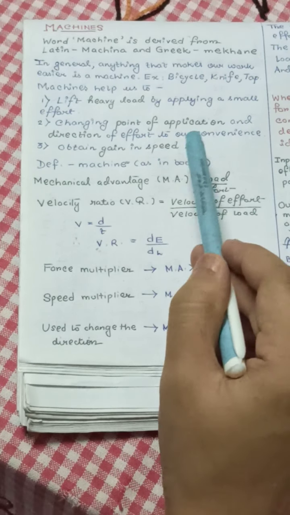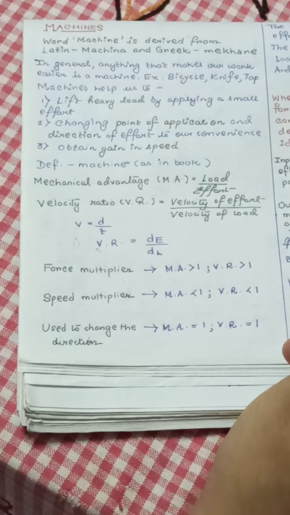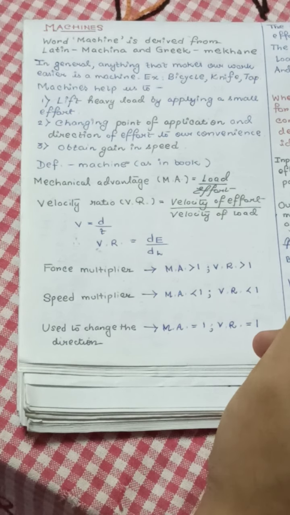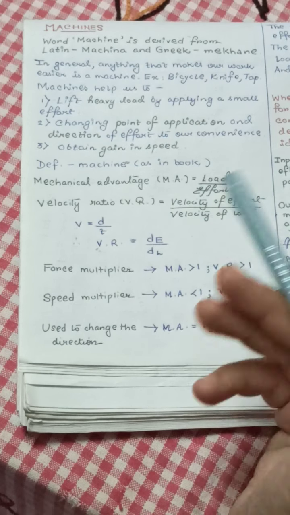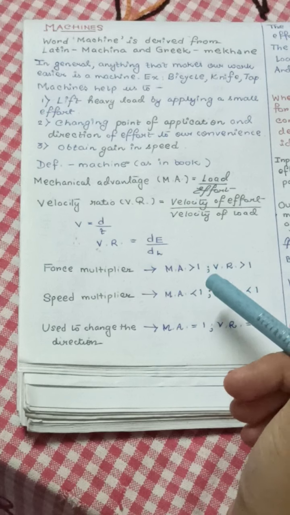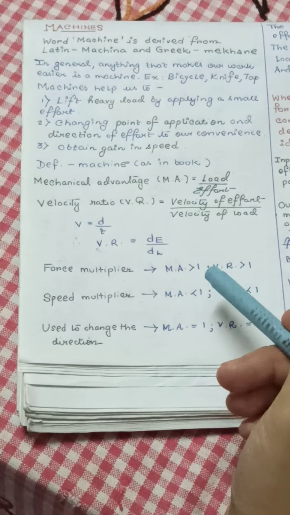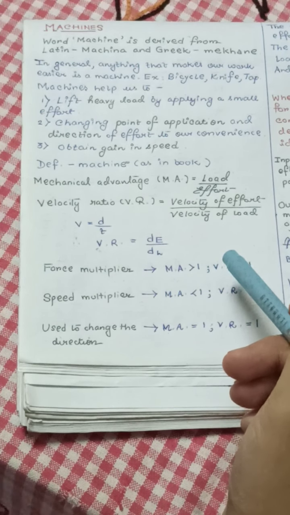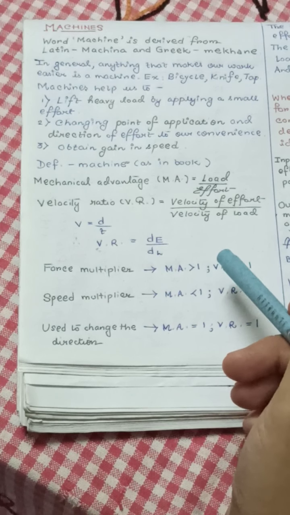And finally, machines help us to obtain a gain in speed. An example is a pair of scissors. The scissors with which we do our art and craft work have very long blades. The utility of the long blade is that they can move faster through the paper and allow us to cut it more easily. So this is what the word machine means and why we need machines in our daily life.